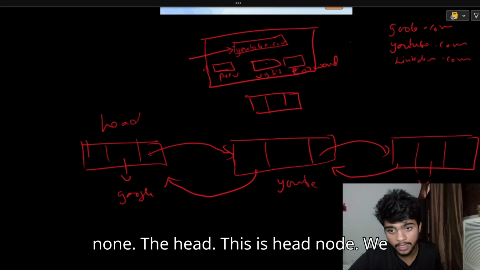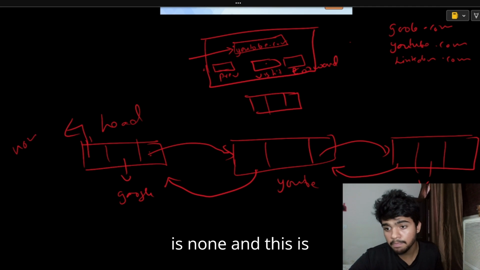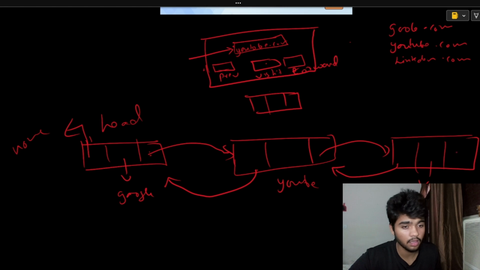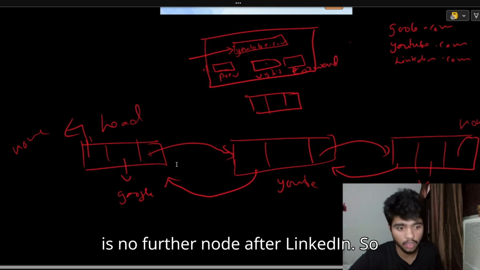The previous of the first node is none. This is the head node, we call it the head. And this last one is also none, because there is no further node after LinkedIn.